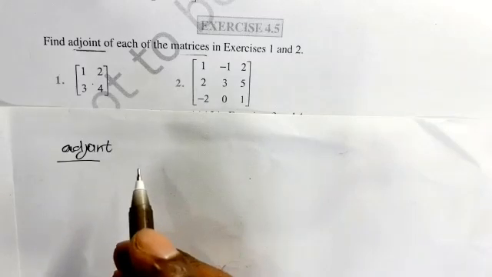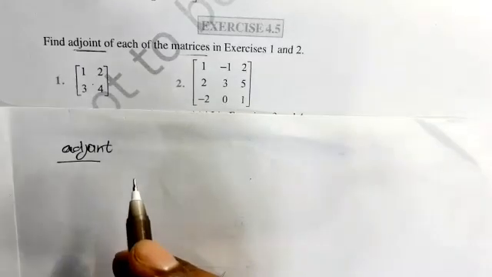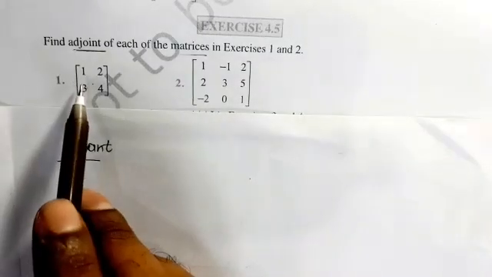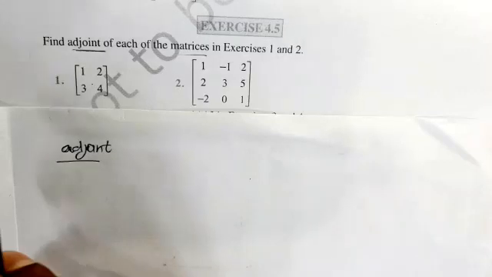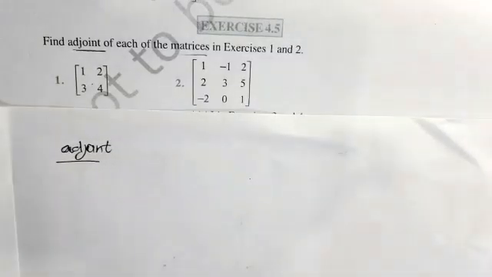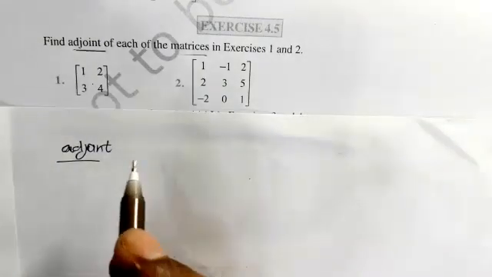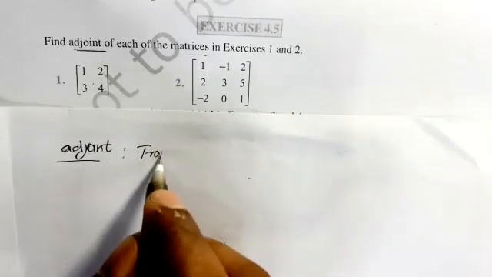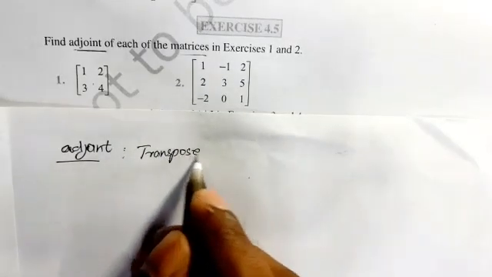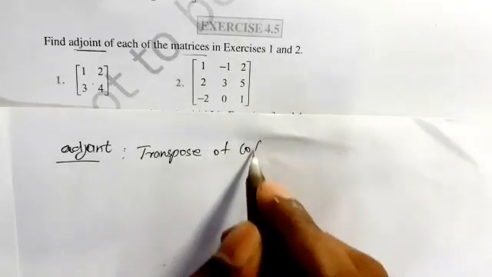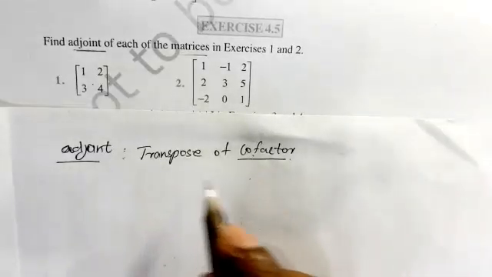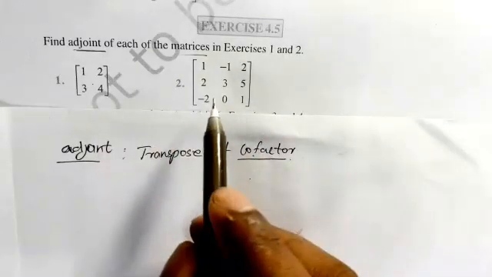We have studied minor and cofactor. So by finding the cofactor of each element, we can go for finding the adjoint. Adjoint is the transpose of the cofactor matrix. So we have to find the cofactor matrix. How to get a cofactor matrix? By getting the minor, we can change it into the cofactor.